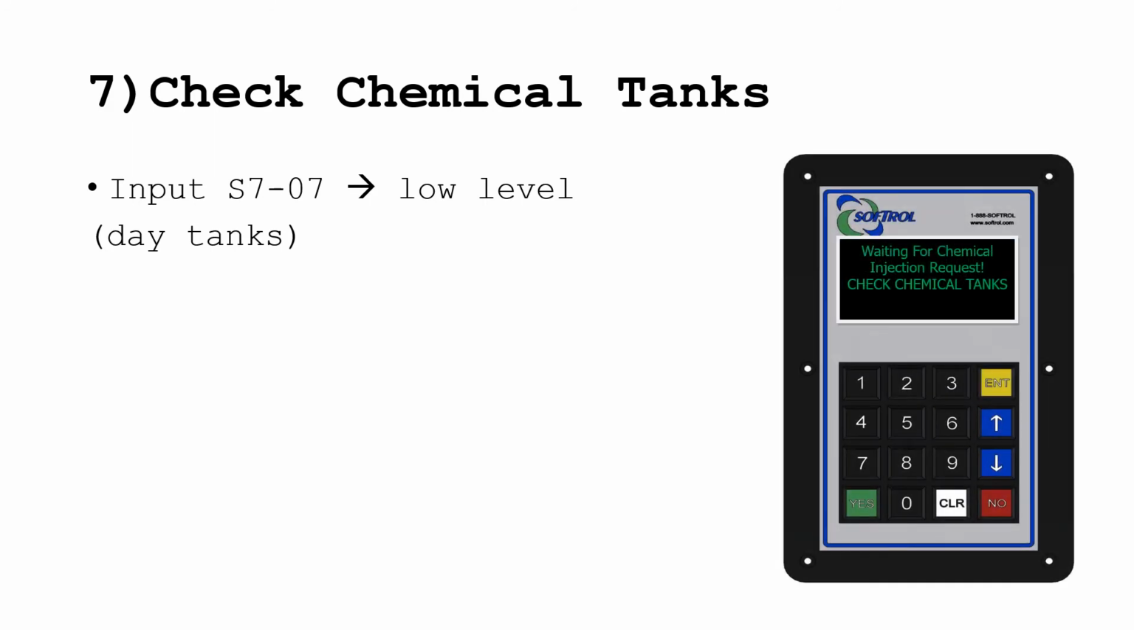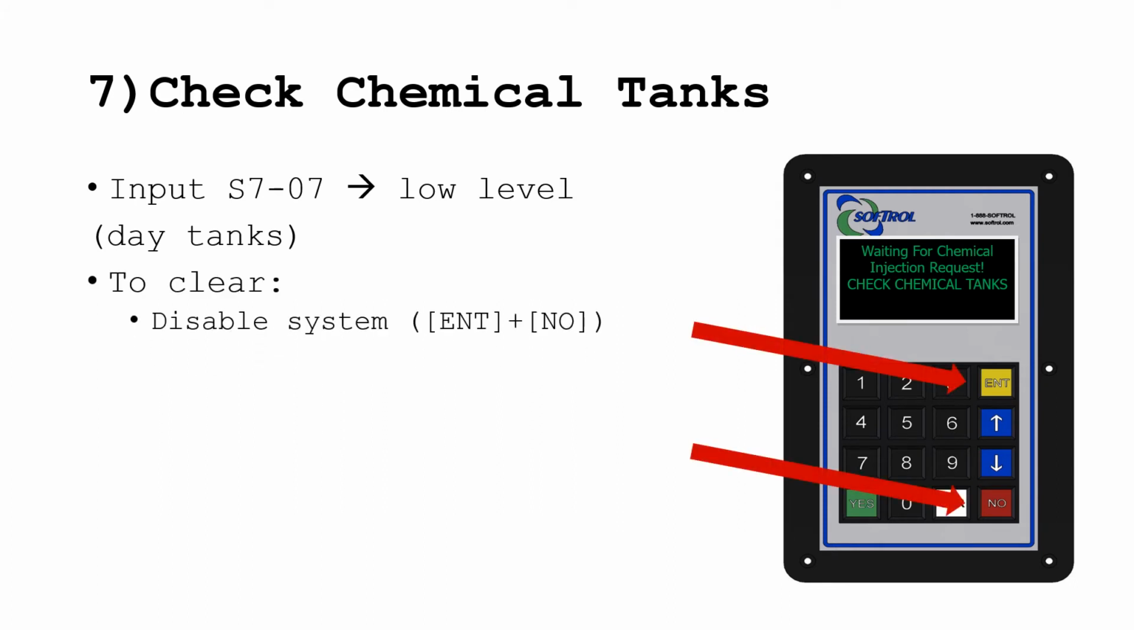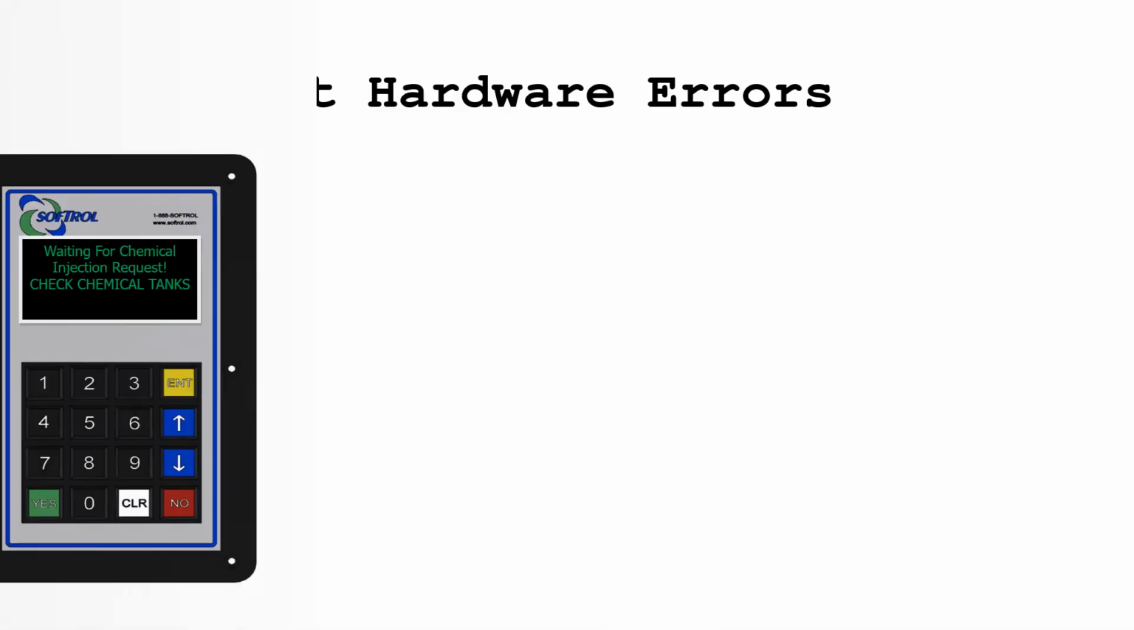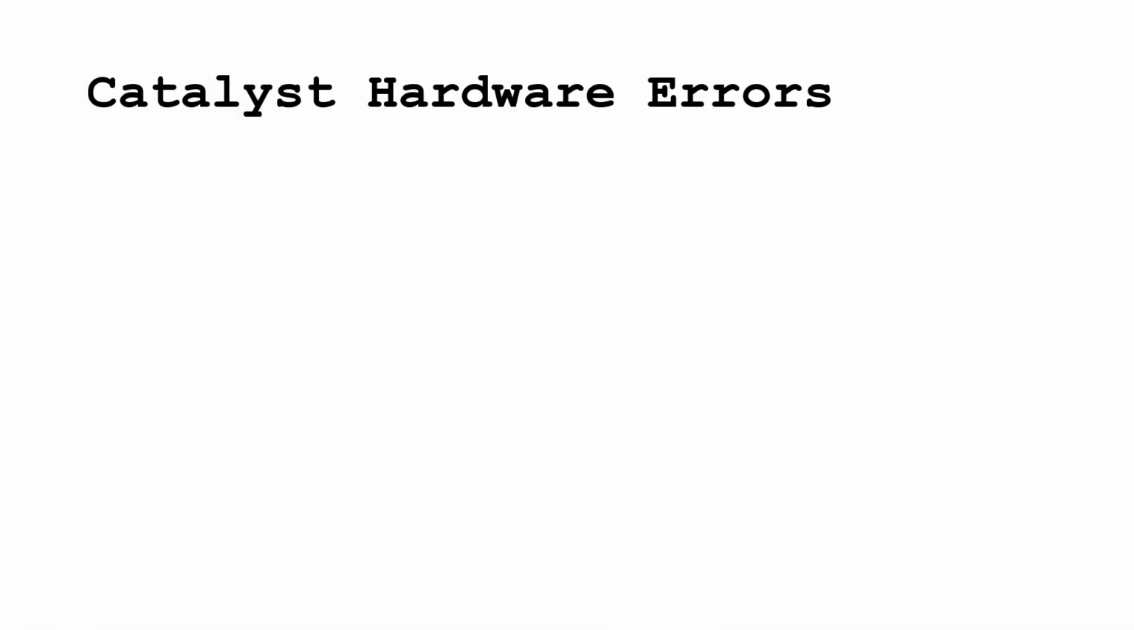7. Check chemical tanks. When input S7-07 is on to inform of low levels in day tanks, the machine will show this error. To clear, disable the system by pressing the ENT and No keys and fill the tank. This system can also have 6 hardware errors.